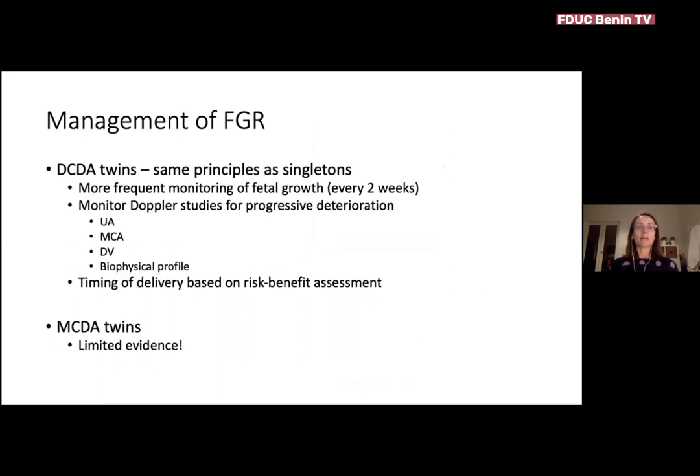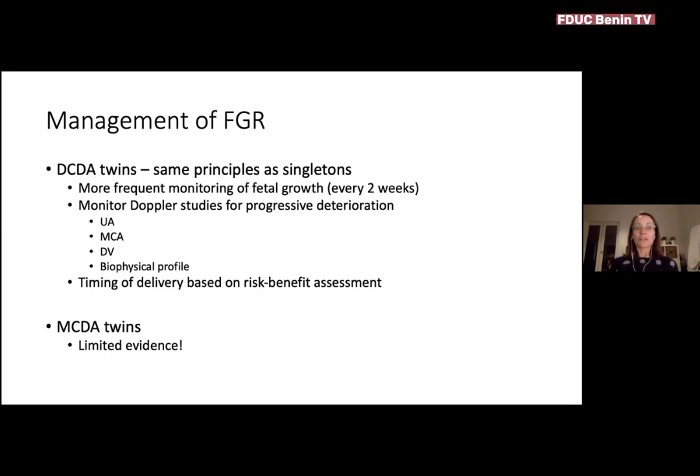And the timing of delivery is really based on the risk-benefit assessment from these markers of fetal well-being, balanced out against gestation. And that risk-benefit assessment is going to be different depending on where you work and what your access to neonatal facilities are. So there's no specific answer to when growth-restricted DCDA twins should be delivered.